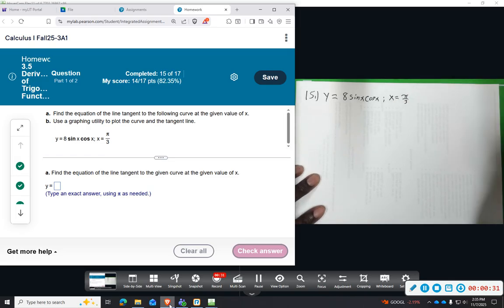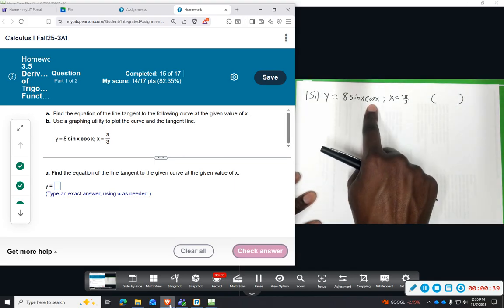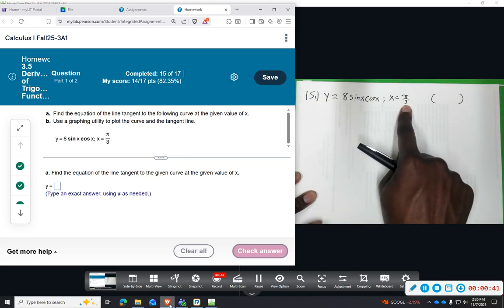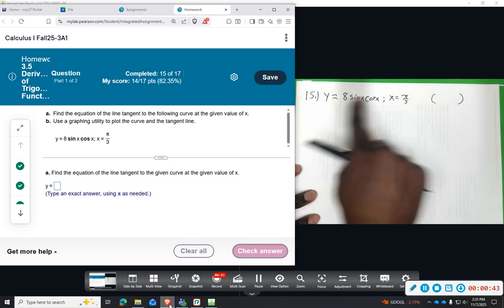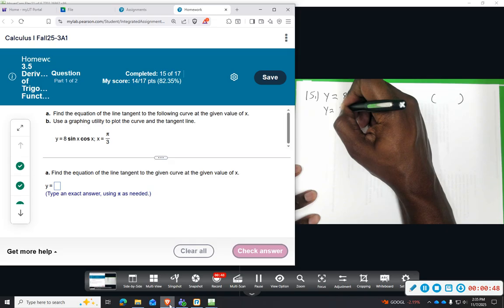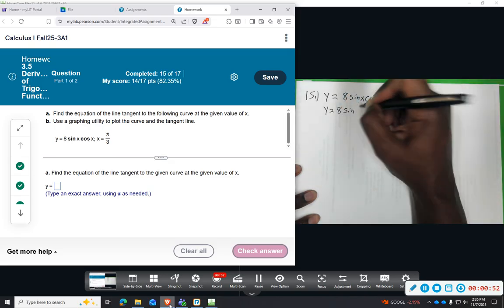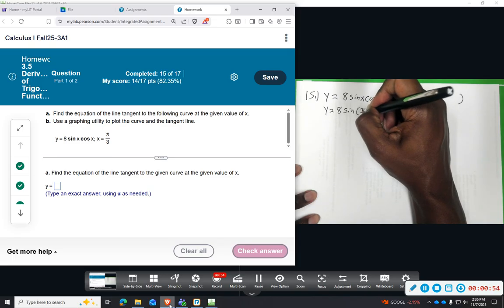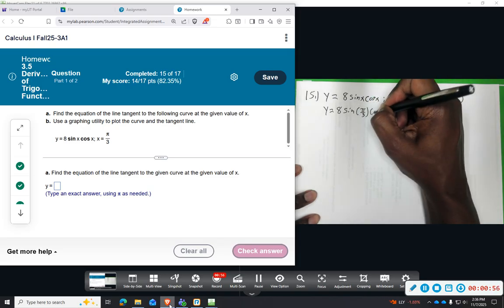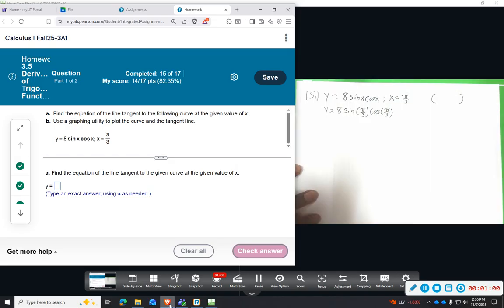So we need a couple things. We first got to find the y value because we need an ordered pair to plug in to find the equation of the tangent line. And then we got to find the derivative and then plug in this x value and find the slope. So we're going to plug this x value into the original equation to find our ordered pair. Instead of x is going to be pi over 3, and then times cosine of pi over 3.